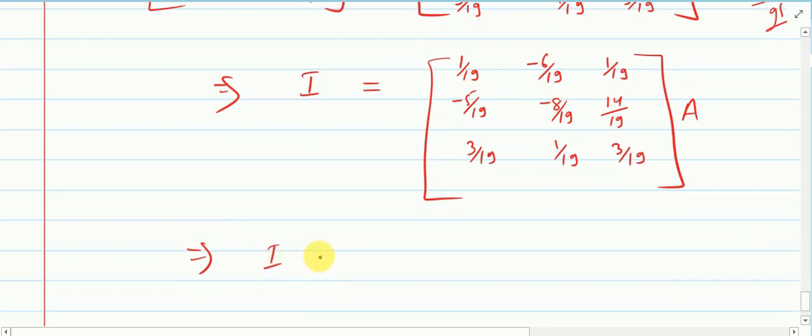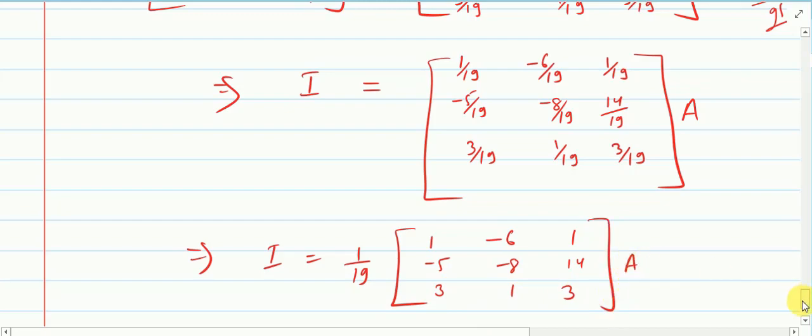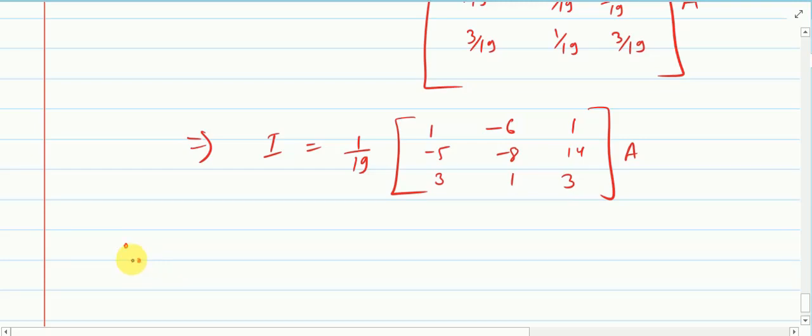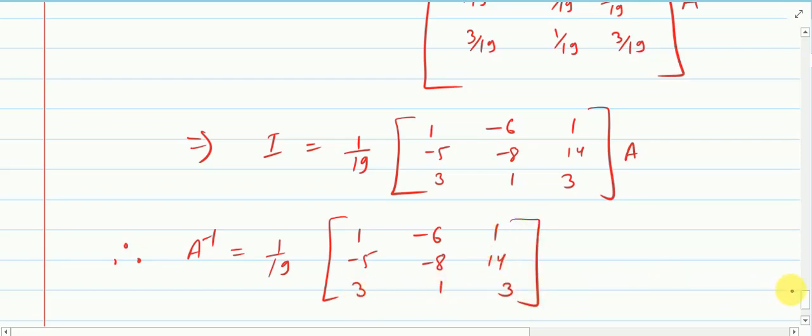In the next step, you can see in each row 19 is in the denominator. So 1 by 19 comes out common. You are left with 1, minus 6, 1, minus 5, minus 8, 14, 3, 1, 3 into A. Okay. So here your inverse will be this: 1 by 19, 1, minus 6, 1, minus 5, minus 8, 14, 3, 1, 3.